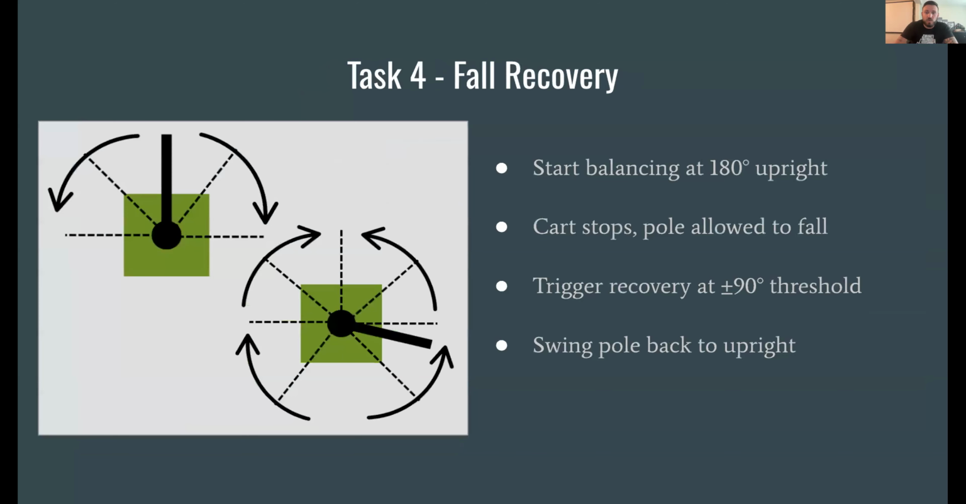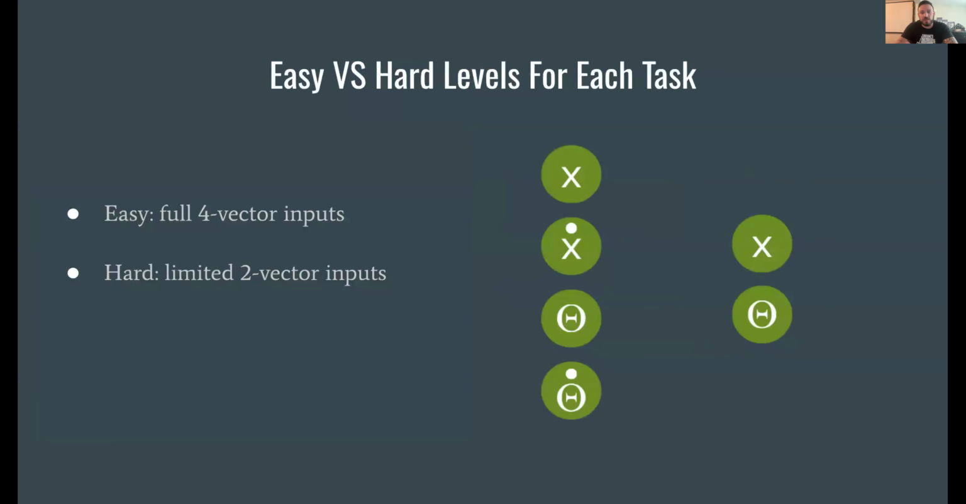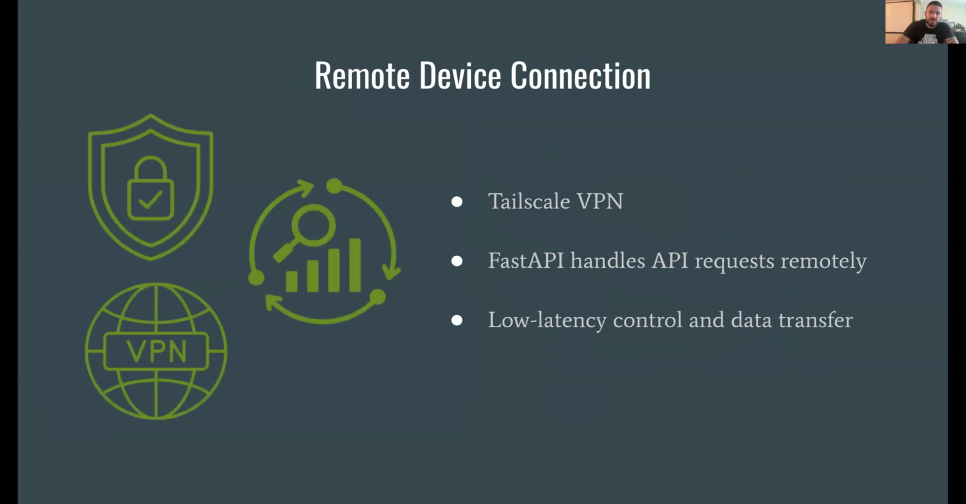And then in task 4, we have the fall recovery. So we're going to start at the 180-degree position, and we're going to let the arm fall after it passes the positive or negative 90-degree threshold. The model will actively try to move the cart back up, or the pole back to the top. Easy versus hard levels: we have the 4-vector input that goes down to the 2-vector input. So out of this, you lose your angular velocity of the arm and also the velocity of the cart.